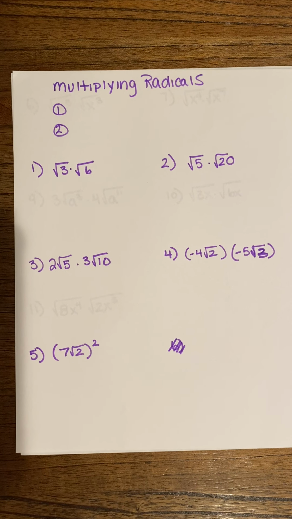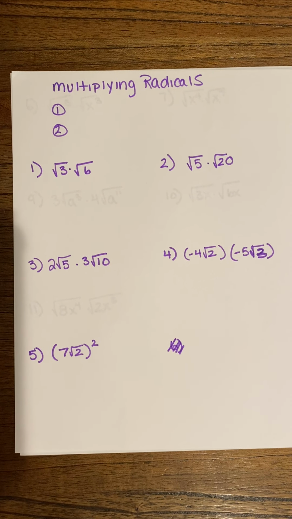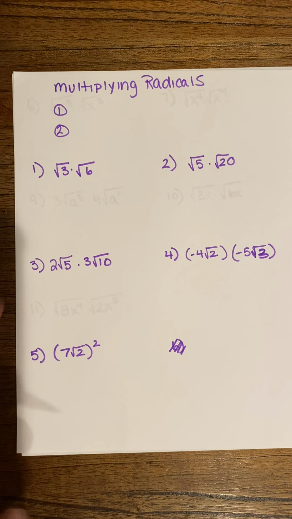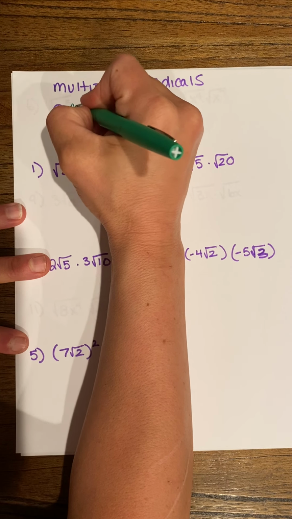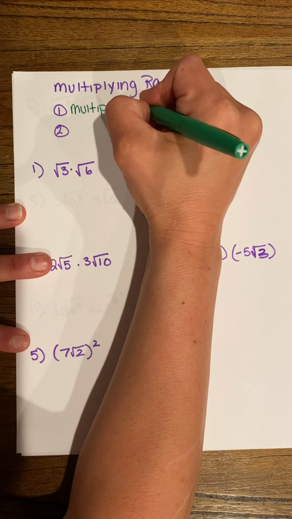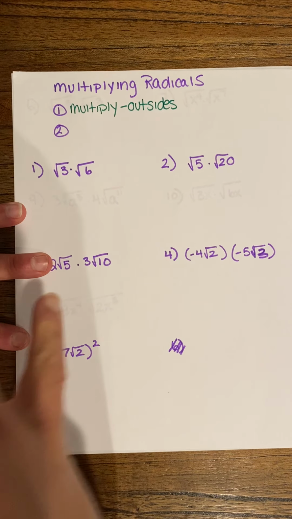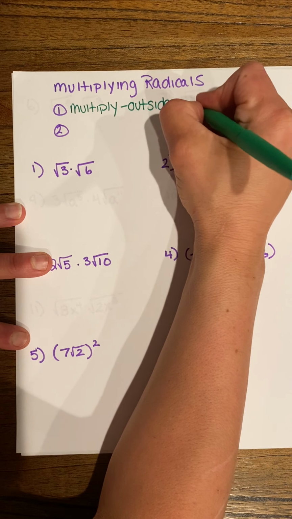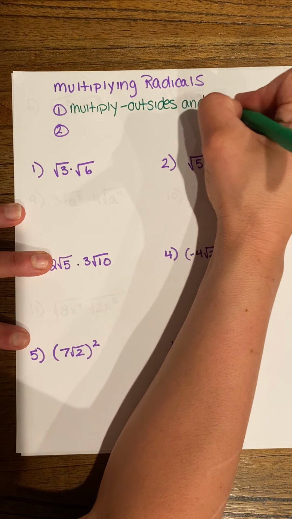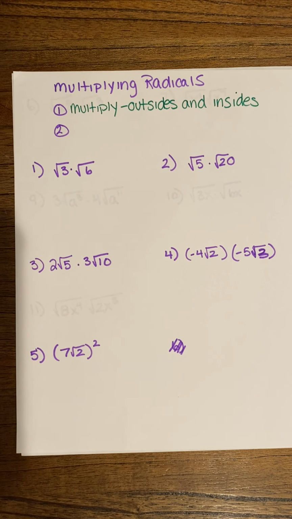Since they don't need to be the same, we don't need to simplify them first to see if they're the same. So step one to multiplying radicals is just going to be to multiply. Now again, you can multiply outsides, so anything on the outside of the radicals, and insides with insides. You'll see what I mean as we do it. You're going to multiply the outsides of the rads, and you're going to multiply the insides of the rads.